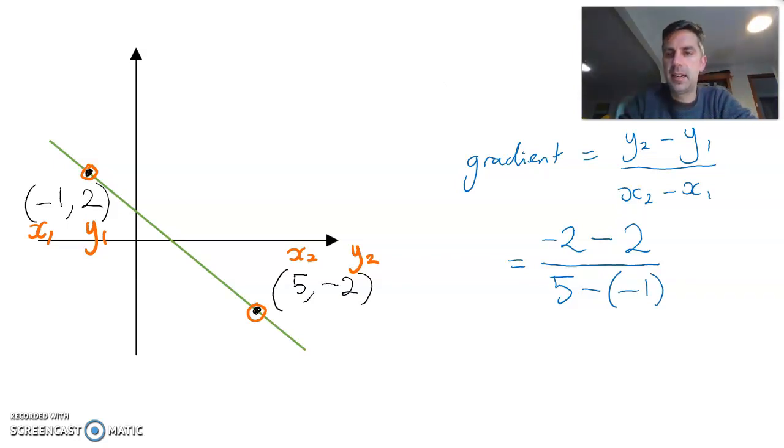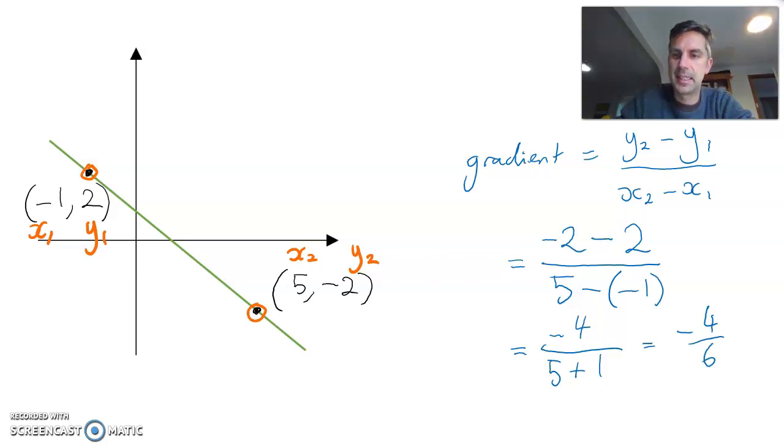And because it's a negative, I'm going to put it in brackets. The reason for that is that I just need to be very careful. If I subtract a negative, that actually becomes like an addition. So what this becomes is negative 2 take 2, which is negative 4, all divided by 5 plus 1. So the two negatives become a positive. That comes out to negative 4 over 6.